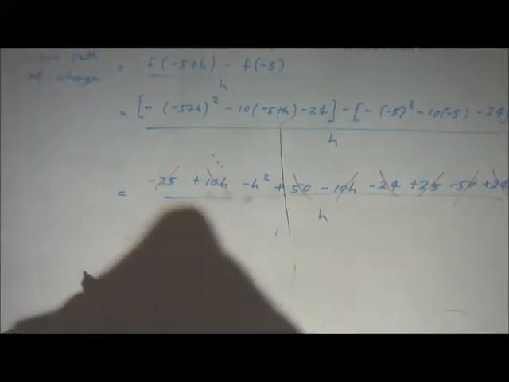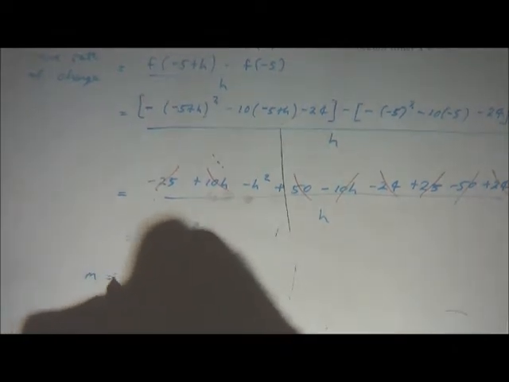So what we have left here then is -h squared over h. So the average rate of change simplifies down to -h. How simple is that? Now after that's finished, then we'll let h be -0.001 because for the preceding interval.